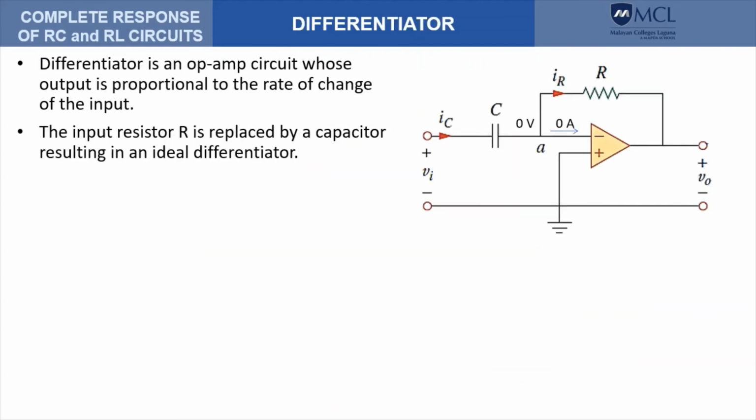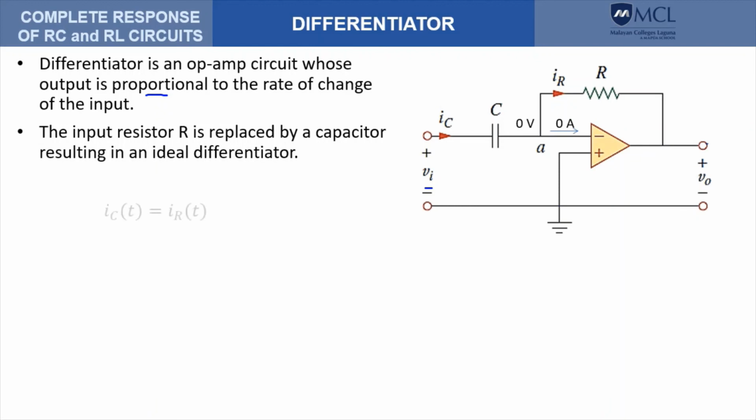Another application of the first order circuits is in differentiators. Here we also use an op amp, but instead of using a resistance here, we replace that by a capacitor. And so the output of the differentiator will be proportional to the derivative of the input.